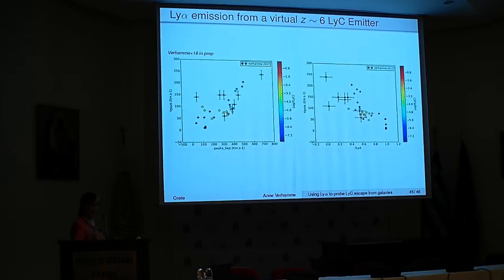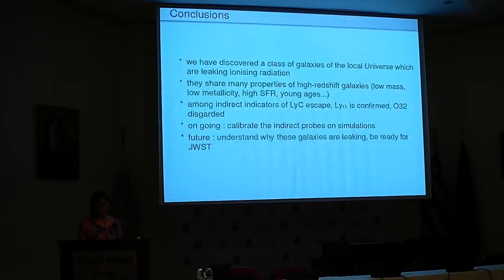I compared the peak separation and the shift of the red peak with the data from our local leakers, and they fall on the same line of the plot. So the strongest leakers from the simulations are here, where the peak separation is small and the shift of the red peak is small. And this is the shift of the red peak versus Lyman alpha escape fraction, colored by Lyman continuum escape fraction, and again the phase where the galaxy is strongly leaking is here, and the data are following the trend. And yeah, this is the conclusion of my talk.